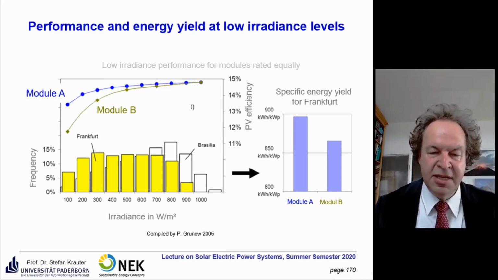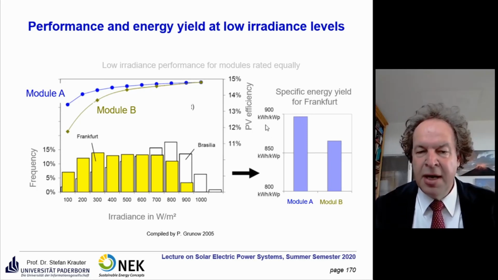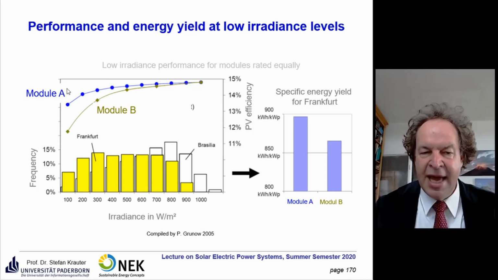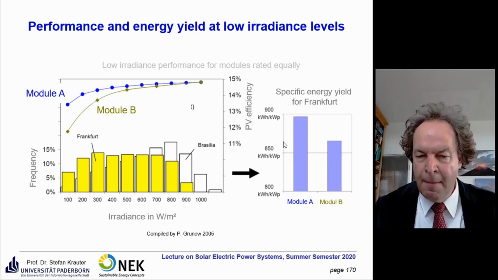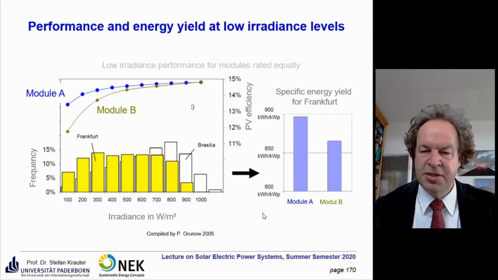per square meter statistically. And so you see here, for example, if you take Frankfurt, the specific energy yield, as we discussed before, in kilowatt hours per year per kilowatt peak installed. You see here module A is performing slightly better, and you get 900 kilowatt hours of electricity per year per kilowatt installed, while if you choose module B, you only have 865 kilowatt hours per kilowatt peak installed.